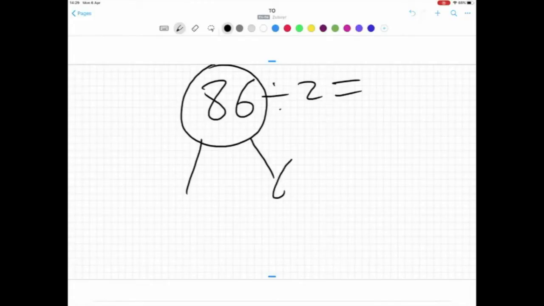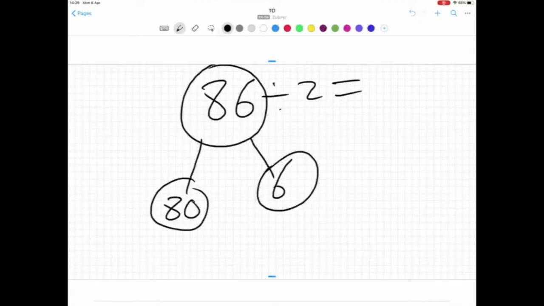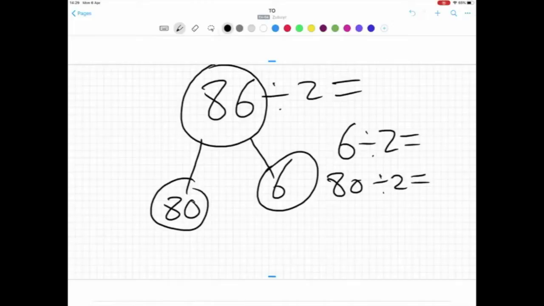That's right. This partitions into 6 and 80. Step number 2, think about what you need to do. That's right, divide them separately. So we're going to go 6 divided by 2, which seems to be coming up a lot today, and 80 divided by 2. So we've got 6 divided by 2 and 80 divided by 2.